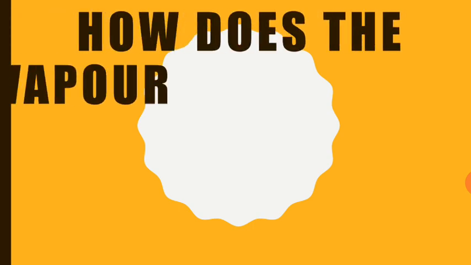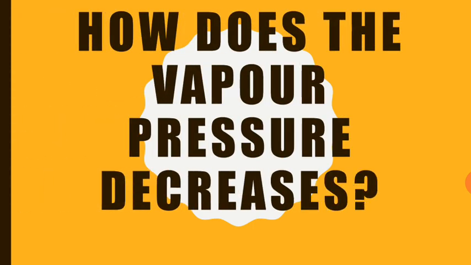Again we have seen how the vapor pressure is generated, how it decreases, and how it is balanced by atmospheric pressure to achieve the boiling point. So in today's lecture we have to see how the vapor pressure decreases.